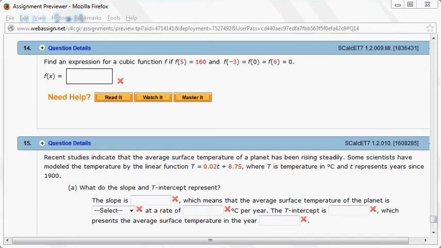All right, let's look at homework 1.1, 1.2, problem 14. We're looking for an expression for a cubic function which satisfies these given conditions. So let's do that.